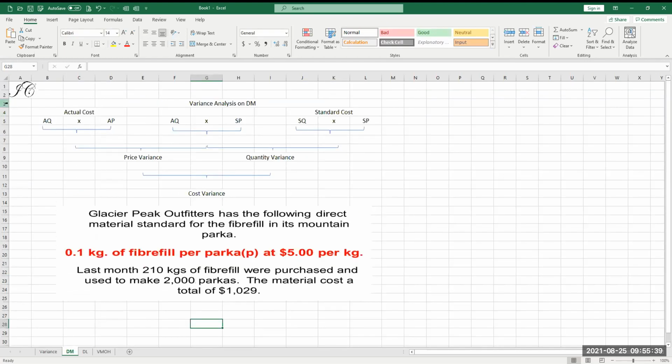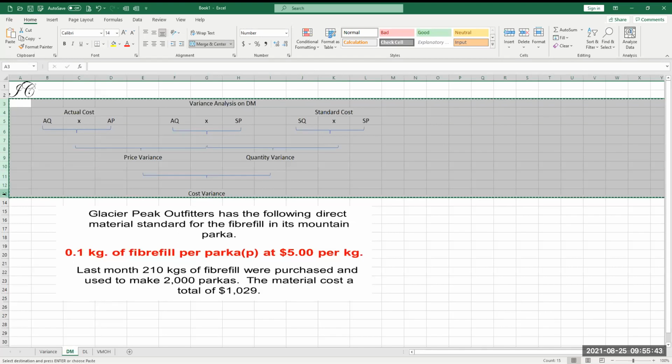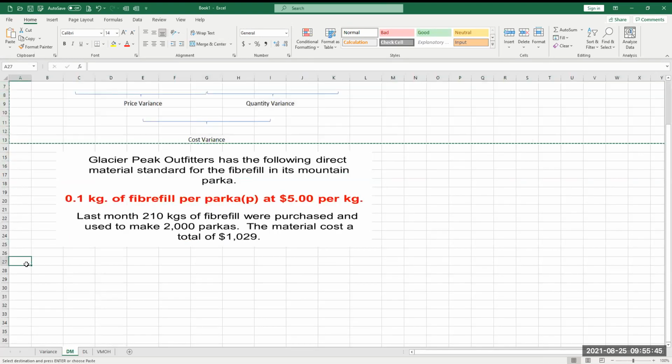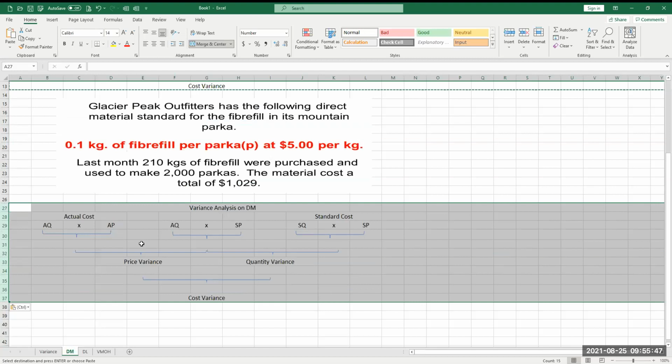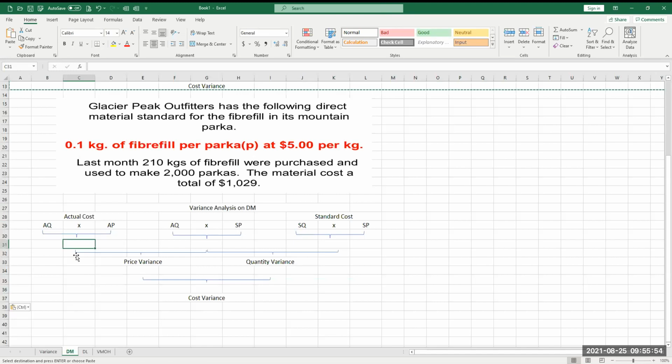So what we have to do, we have to use this and solve the problem. Based on this question, we have to find what will be the actual cost, what will be the variance, what will be the actual quantity, what's the standard cost, what's the price variance, what's the quantity variance, what's the cost variance.